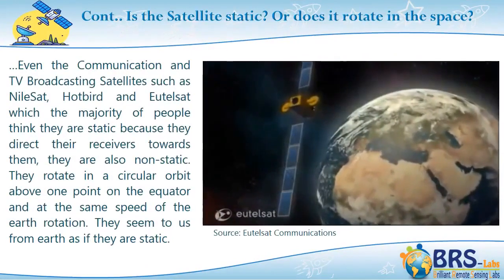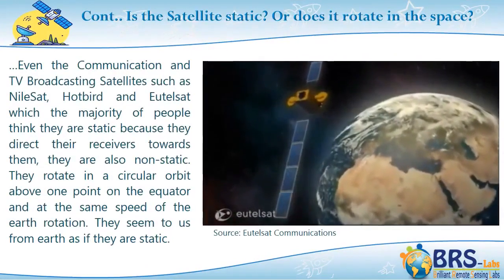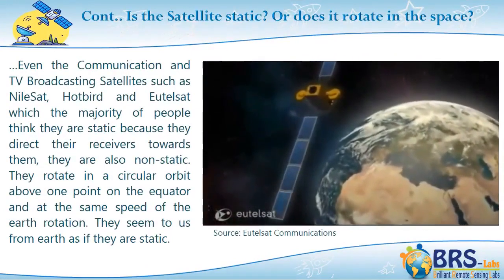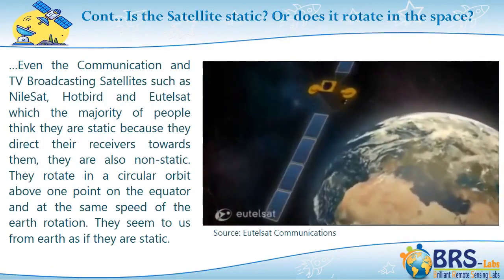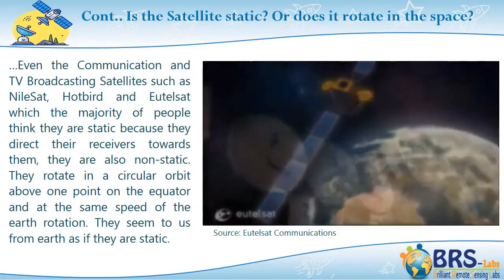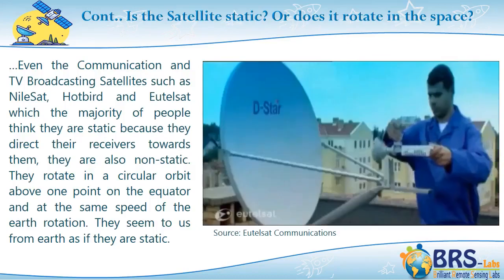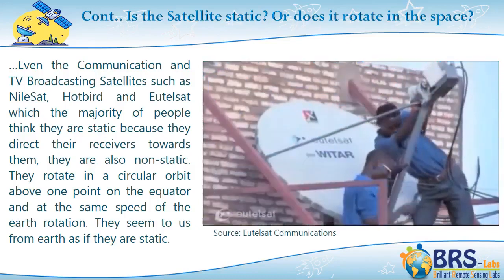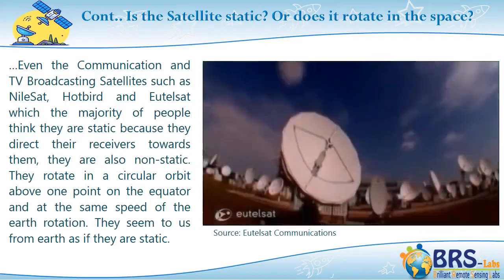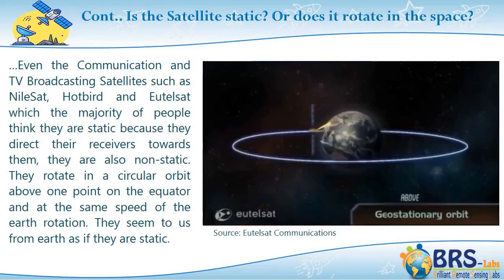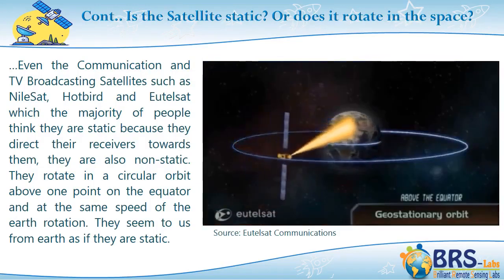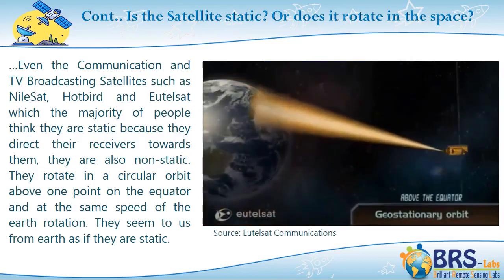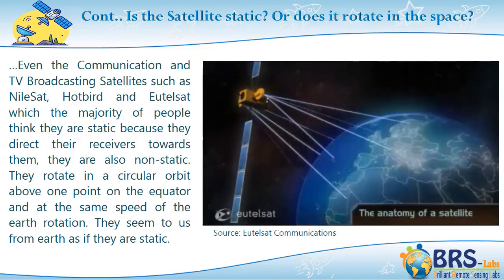Even the communication and TV broadcasting satellites such as Nilesat, Hotbird, and Eutelsat, which the majority of people think are static because they direct their receivers toward them, are actually non-static. They rotate in a circular orbit above one point on the equator and at the same speed of the Earth's rotation. They seem to us from Earth as if they are static.